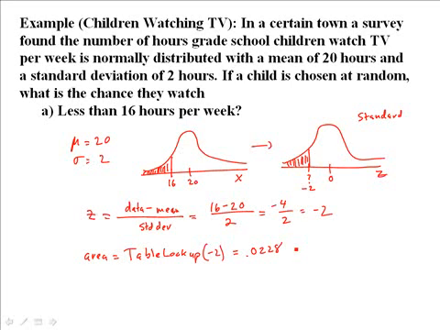0.0228. All right, so the area right here represents, this is a decimal right now, but I could write this as a percent, and to the nearest percent, it's about 2%, right? It would be 2.28%. So to the nearest percent, it's about 2%. That means this area is 2%, and that means this area over here is 2% as well. So the chance they watch less than 16 hours per week is about 2%.